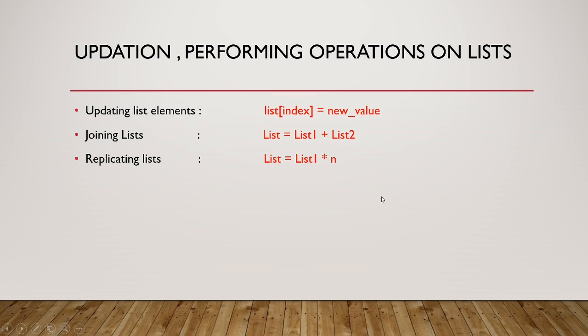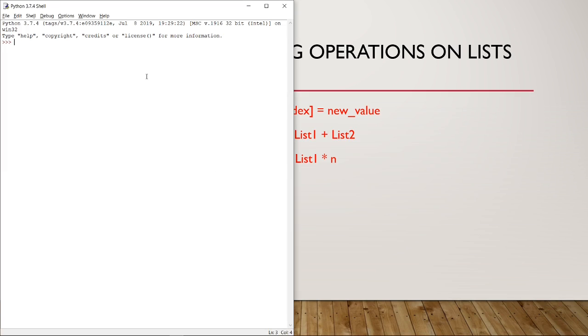So now let us see what are the operations that we can perform on lists. The first one is updating list elements. So let us see how we can update list elements. Let me define a list first. Okay, so this is a list 1 2 3 5 6.